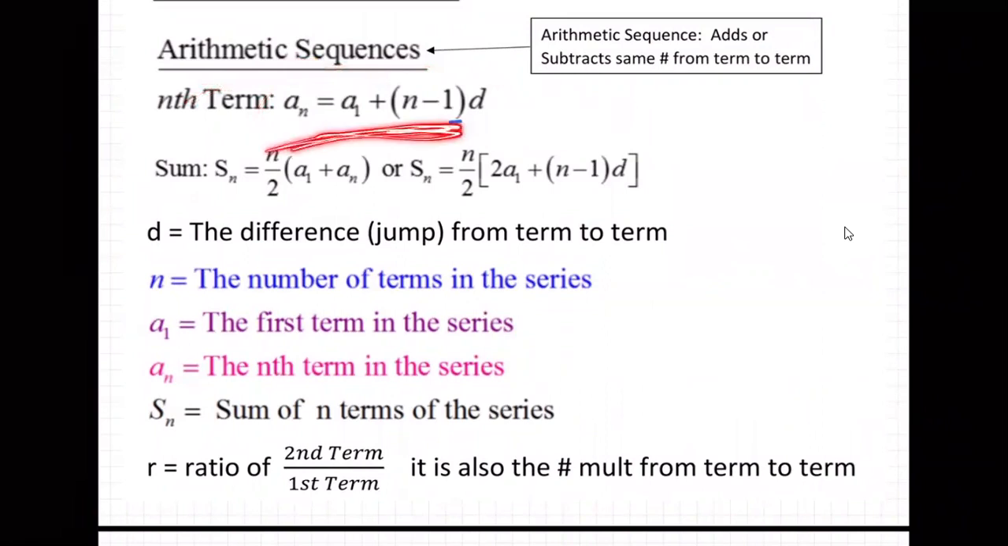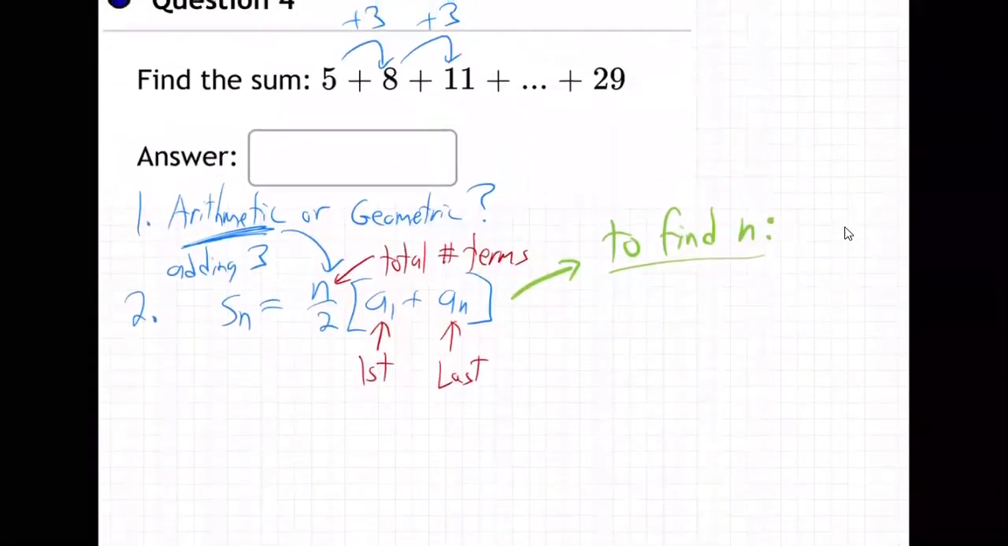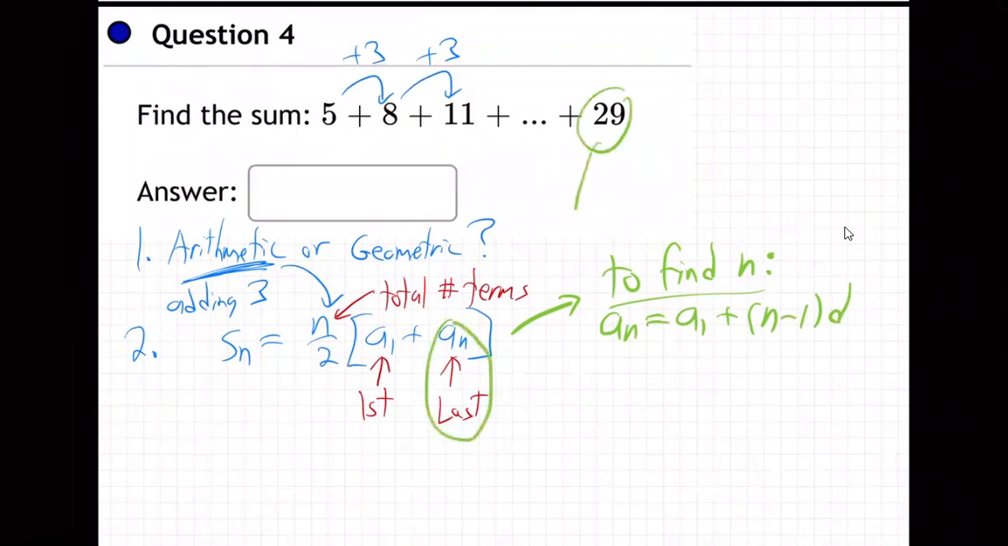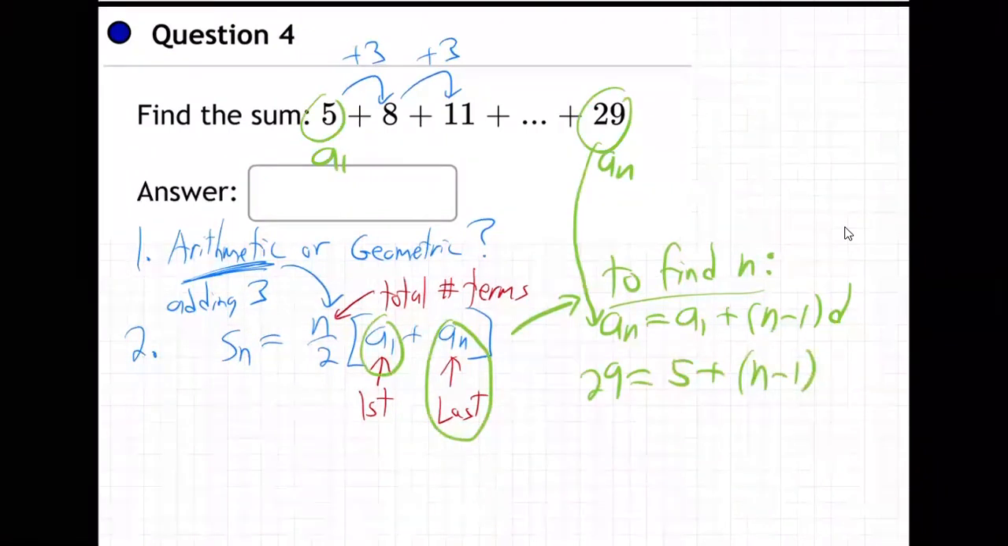A sub n is a1 plus n minus 1 d. So I'm going to use it. Now, what's a sub n? Remember right here. What's a sub n? Last term. What's the last term? There it is. It's 29. What's a1? A1's the first term. This is a1 right here. This is an right here. That's 5. You good? Plus n minus 1 times d.